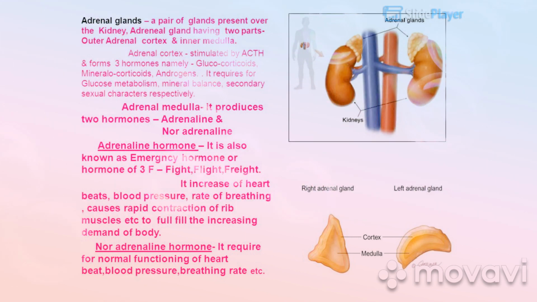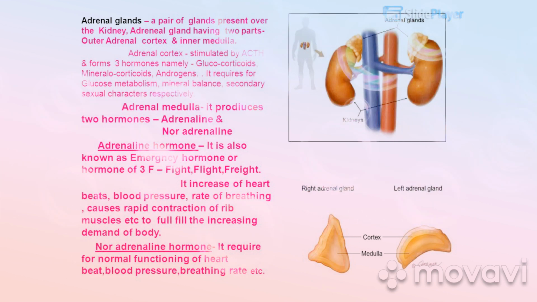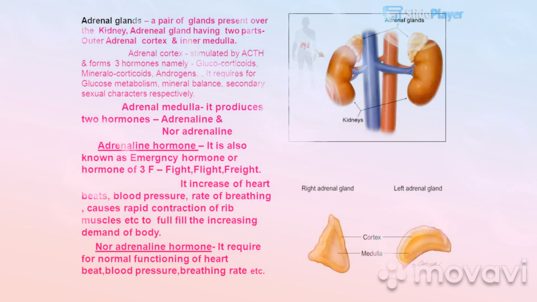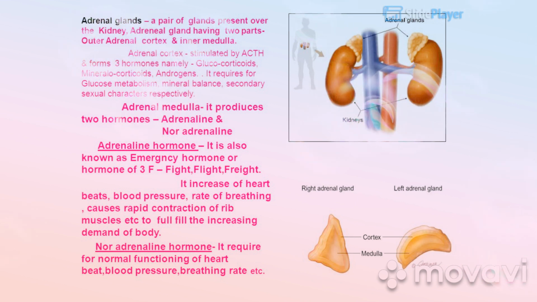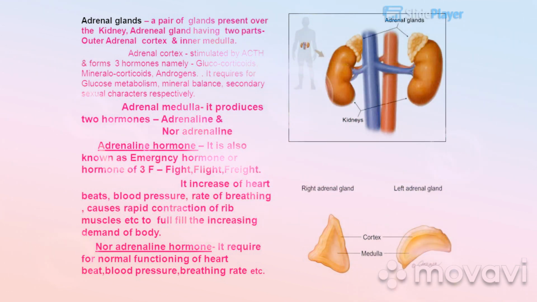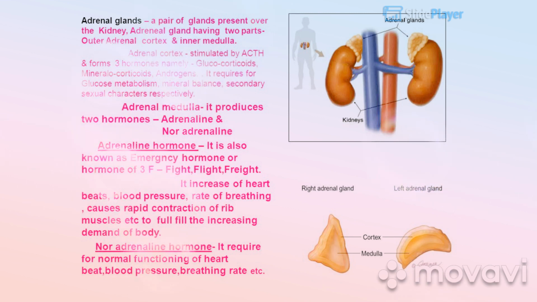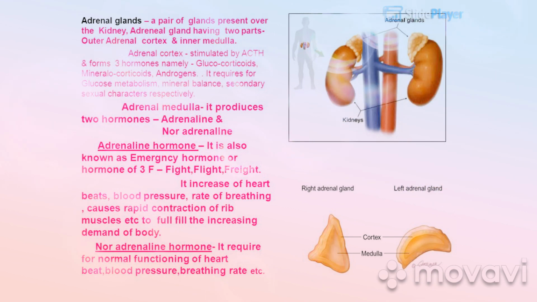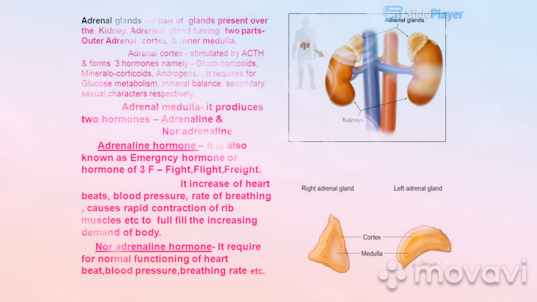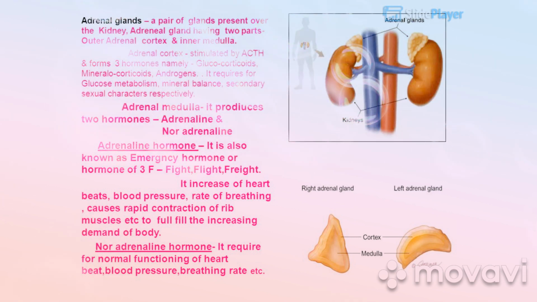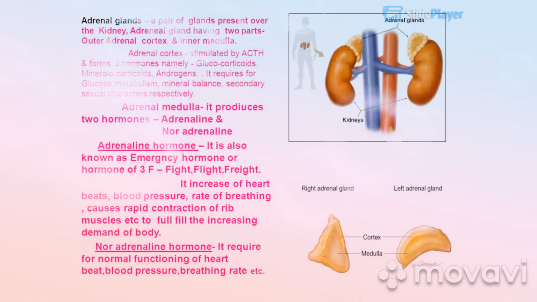Adrenal medulla. It produces two hormones, adrenaline and noradrenaline. Adrenaline hormone is also known as emergency hormone or hormone of 3F: fight, flight, fright. It increases heartbeat, blood pressure, rate of breathing, causes rapid contraction of rib muscles etc. to fulfill the increasing demand of the body. Noradrenaline hormone is required for normal functioning of heartbeat, blood pressure, breathing rate etc.